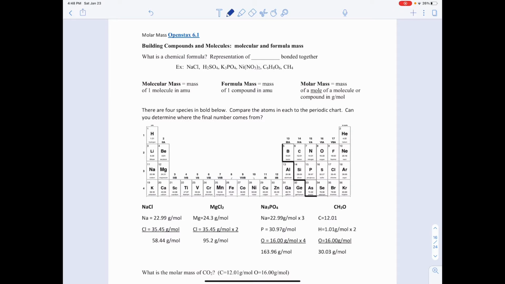Now this is actually chapter 6.1, but we are doing it within the context of chapter 2. This can be taught in different ways and it fits better here, we feel like. What is a chemical formula? It's a representation of atoms bonded together.